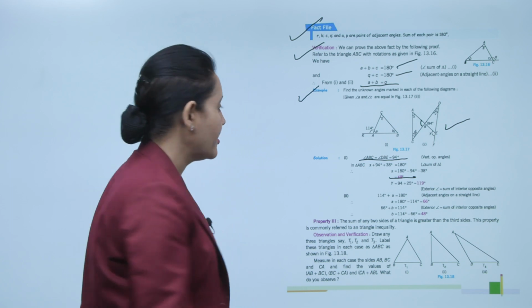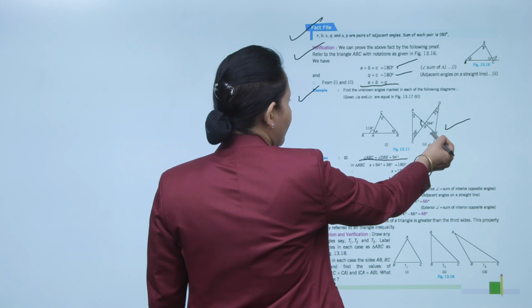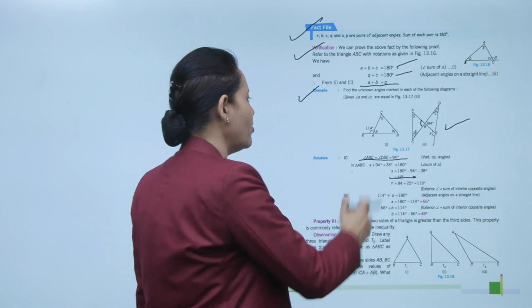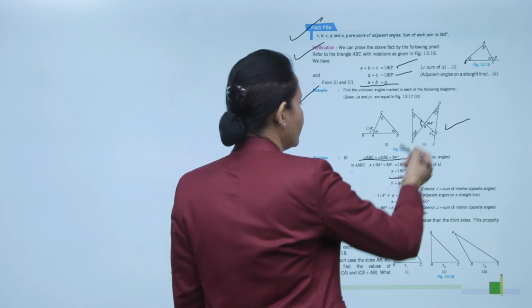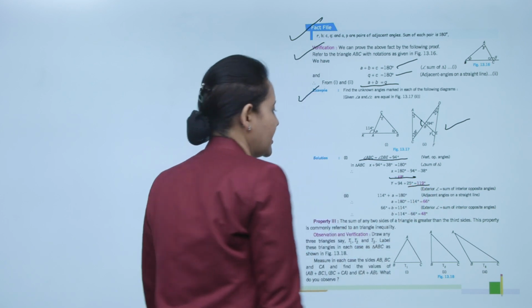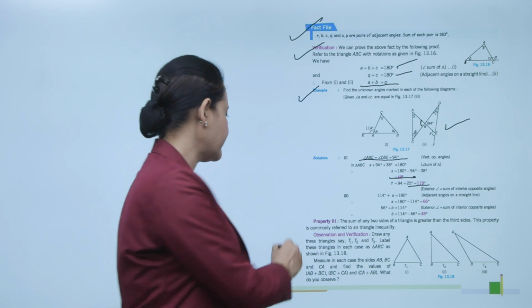Clear? Now we have to find the angle y. Angle y is an exterior angle, which is equal to the sum of the two opposite interior angles. So that is equal to 94 plus 25, that is 119 degrees. Clear? Next is property 3.